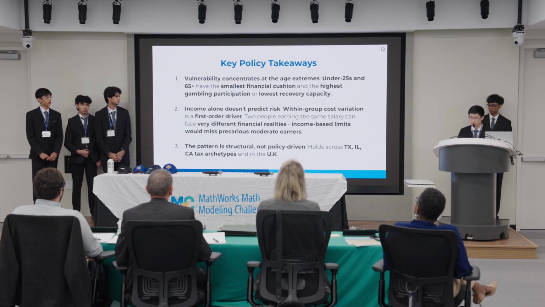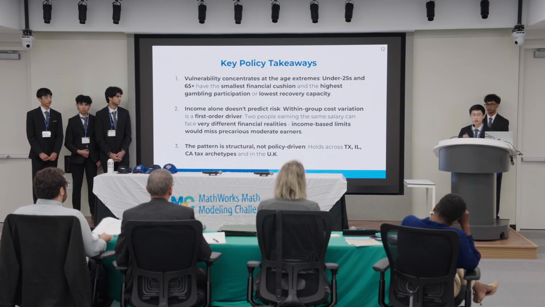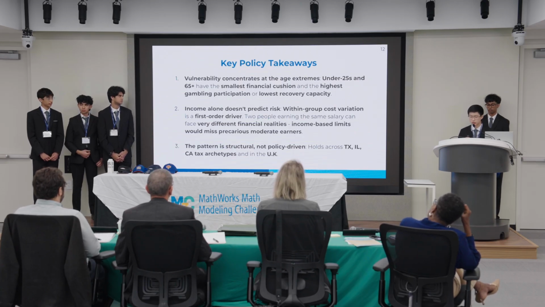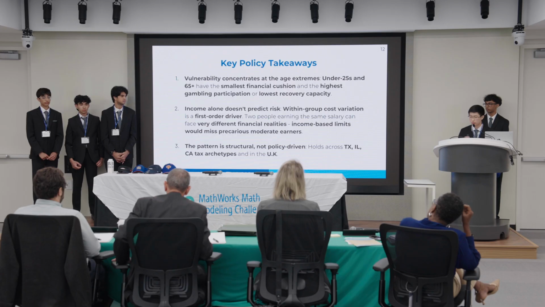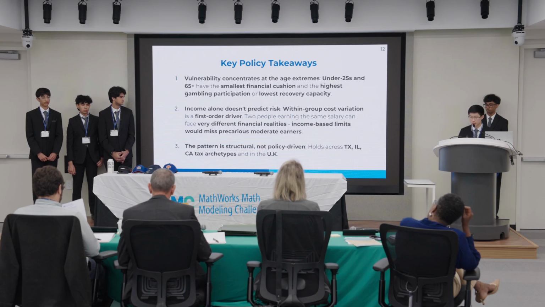So a few key takeaways. First, the youngest and oldest cohorts have the smallest financial cushion, and they're exactly the groups with the highest gambling participation or the least ability to recover from losses. Second, within-group cost variation drives vulnerability, which means that income-based limits alone would miss many precarious moderate earners.